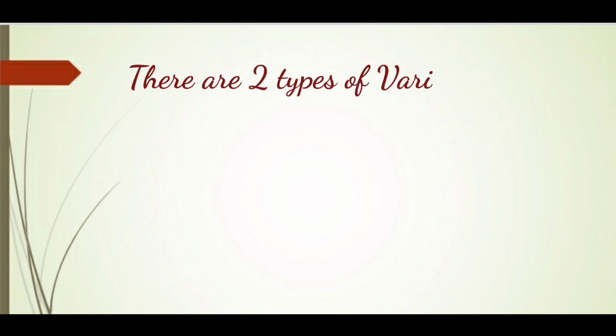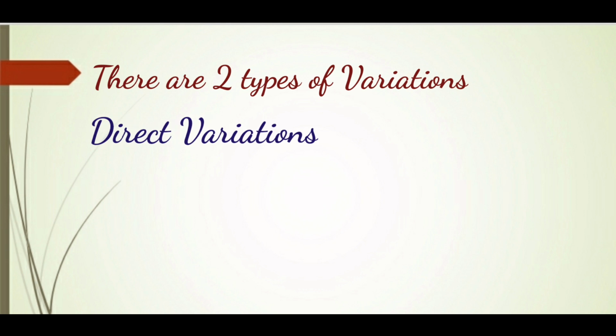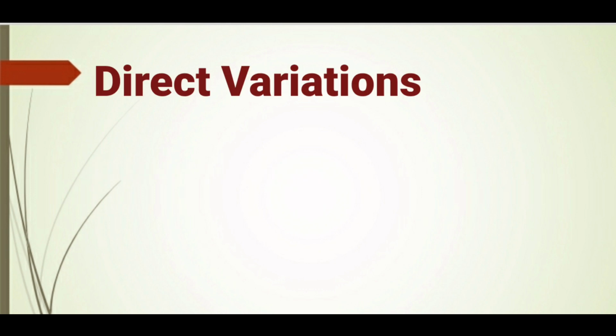There are two types of variations. The first one is direct variation, the second one is inverse variation. Let us understand the concept of direct variation.